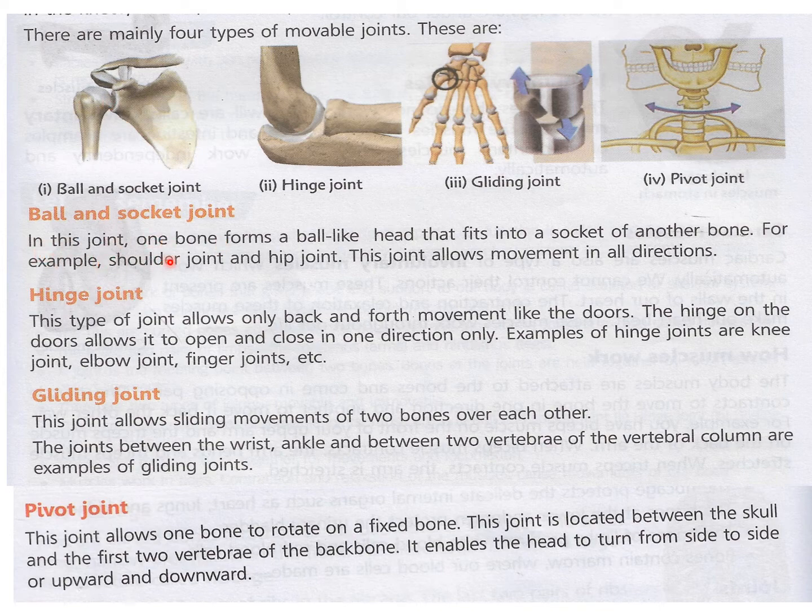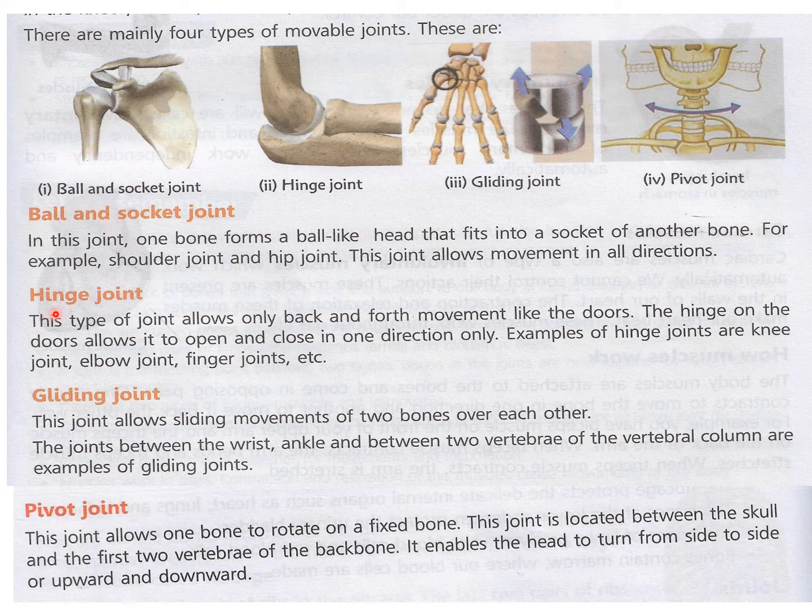In this joint, one bone forms a ball-like head that fits into a socket of another bone. For example, shoulder joint and hip joint. This joint allows movement in all directions. This is an important point, that ball and socket joint is the only joint that allows movement in all the directions. That is why you can move your arms in a full round circle and on both the sides.